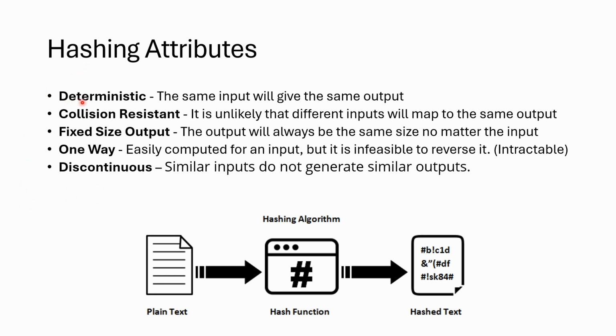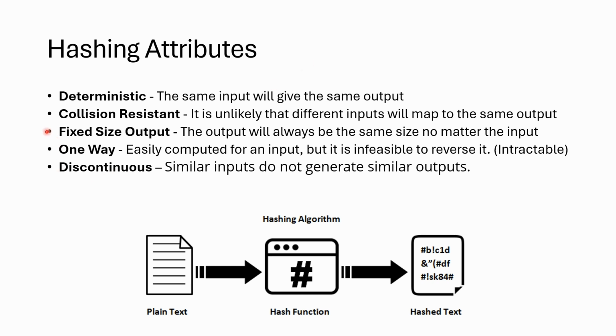So starting with the first one, deterministic, which means the same input will give the same output. So if you put the same input into your hashing, and now we're talking about salts here, it's kind of out of the scope of this conversation, but if you're just using a saltless hash, the same input will give you the same output. And collision resistant, which means it is unlikely that different inputs will map to the same output. If different inputs give the same output, that is considered a collision, and we don't like that.